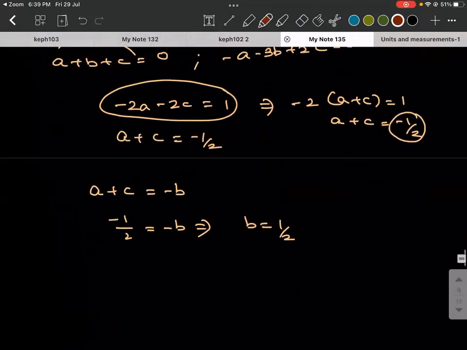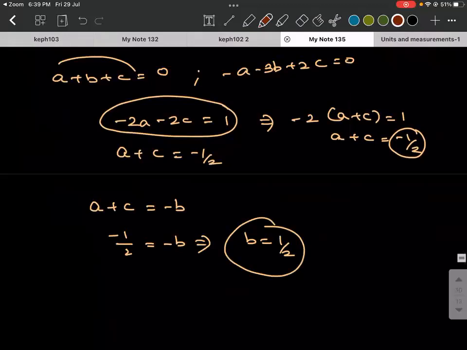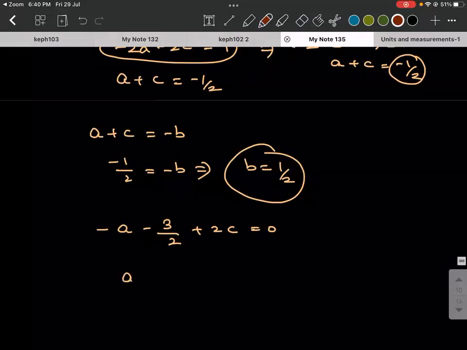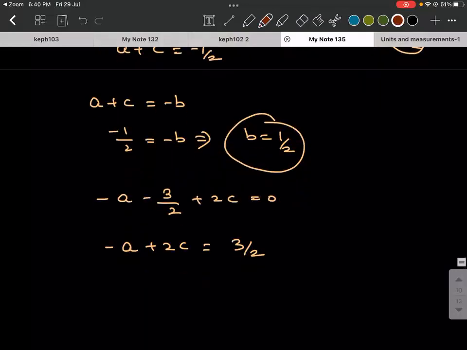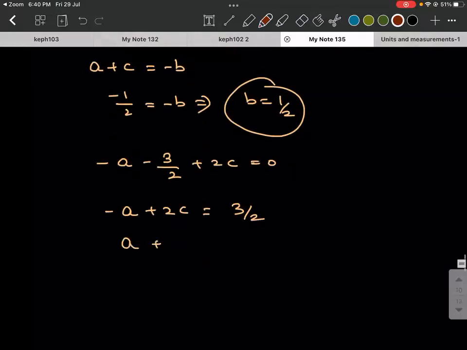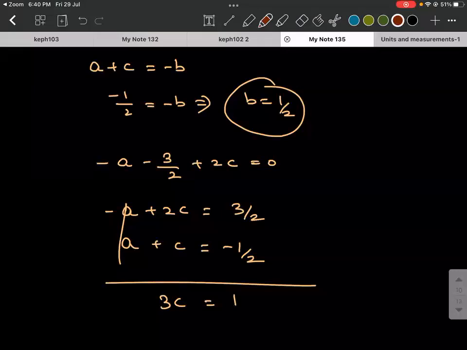Correct? So when B is half, I'll take this and substitute it in the second expression. Then I'll get minus A plus 2C is 3 by 2. Guys, I'm assuming everybody is good with linear equations in 2 or 3 variables. Correct? Did you understand what I did? But I have A plus C as minus half. So when I add both, I get 3C is equal to 1. So C will be 1 by 3.